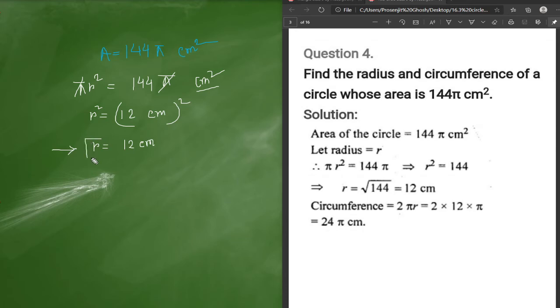So that is your radius. All you have to find right now is the circumference. We know that the circumference is 2 pi r. So just multiply 2 pi with the 12. Finally, we'll get 24 pi centimeter. That's it for the answer.